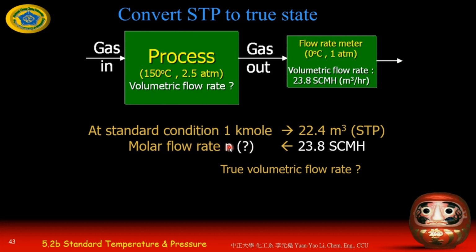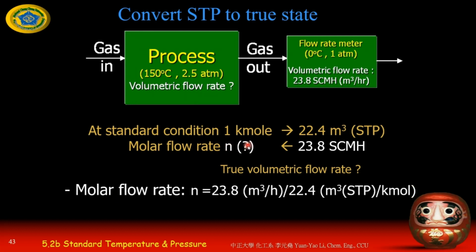So once we know the molar flow rate, let's do a calculation. The molar flow rate will be 1.06 kilomole per hour here. And once we know that this is 1.06 kilomole per hour, we immediately realize that in this place, the process will be 1.06 kilomole per hour. So we realize the mass flow rate will be this.